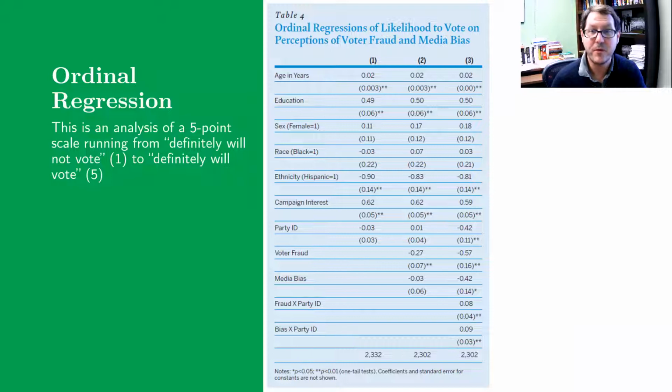And then voter fraud. The more voter fraud that you think there is, the less likely you are to vote. Negative relationship. So it's pushing down our prediction. It's moving us toward that 1 category away from the 5 category, right? And that makes intuitive sense. I think I can buy that story. I can also flag what things are statistically significant.